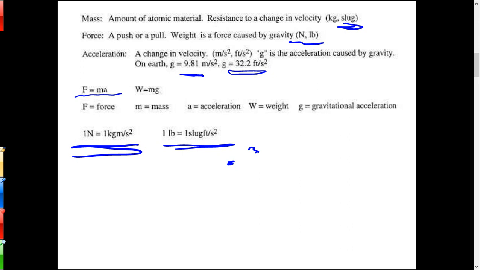Acceleration is a change in velocity measured in meters per second, which would be meters per second squared, or feet per second, which would be feet per second squared. Now, on the Earth, we have roughly a constant acceleration caused by gravity. So if we drop an object, it accelerates at a given acceleration regardless of its mass, okay? On Earth, the acceleration due to gravity in the metric system is 9.81 meters per second squared. In the English system, it's 32.2 feet per second squared, okay?